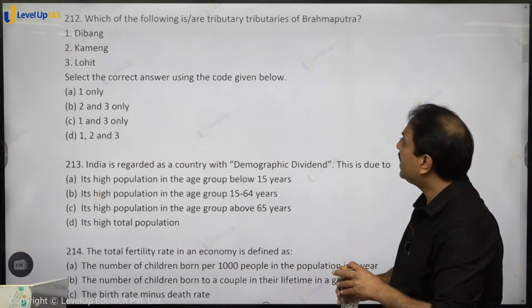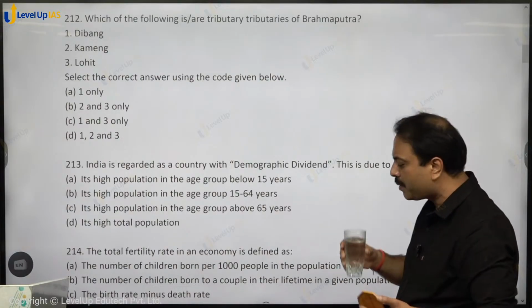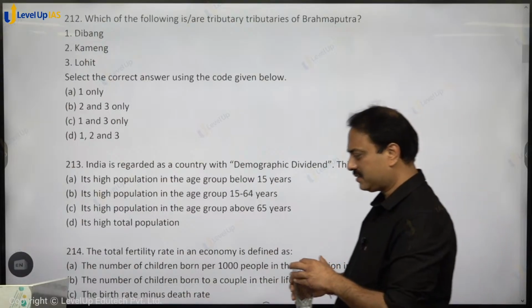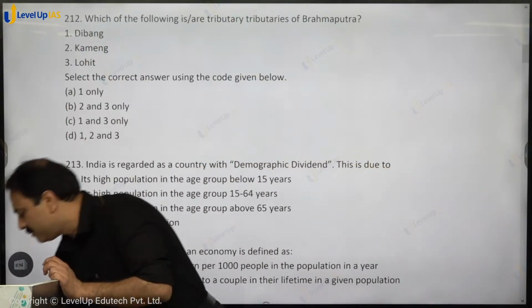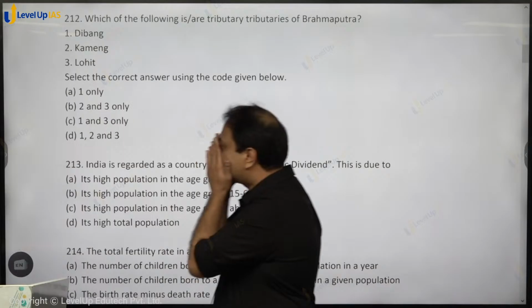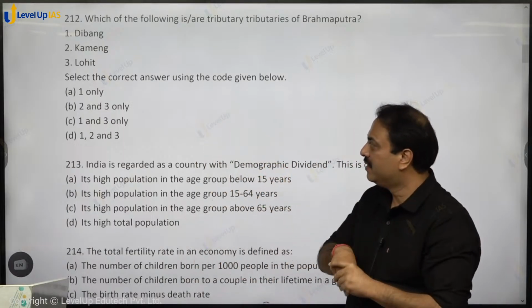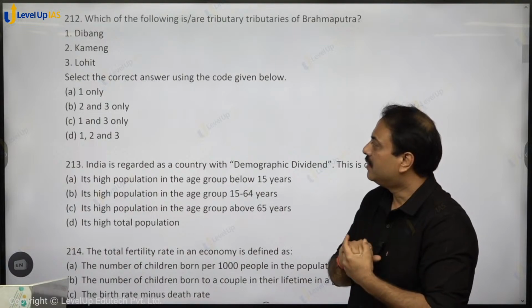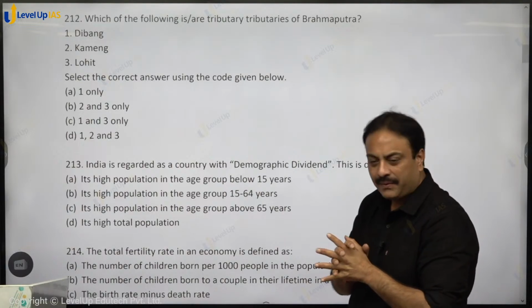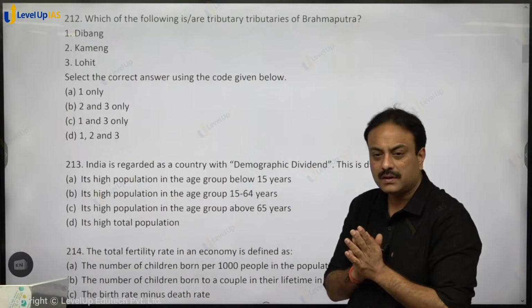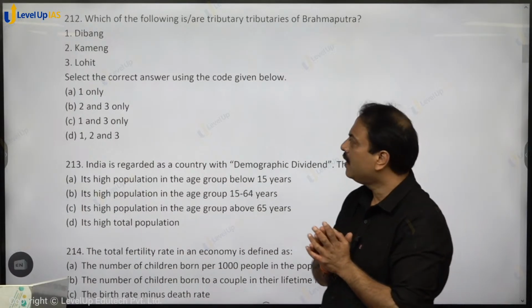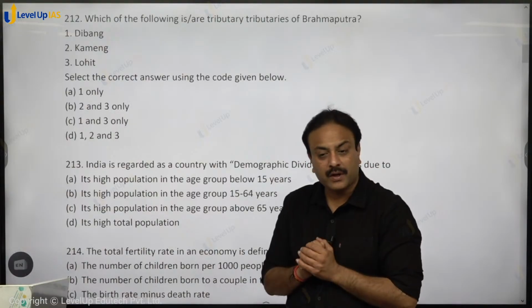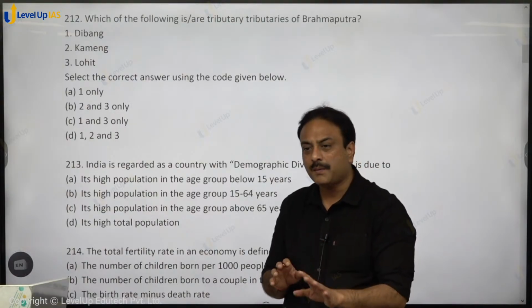Which of the following is a tributary or tributaries of Brahmaputra? Dibang, Kameng, Lohit. Dibang and Lohit, these are left bank tributaries of Brahmaputra. Dibang is a left bank, Lohit is a left bank, right? Kameng is a right bank tributary of Brahmaputra. All three are tributaries of Brahmaputra.